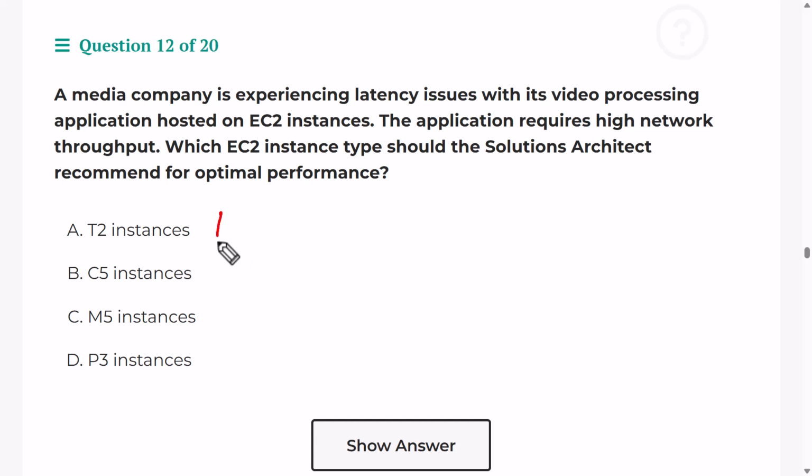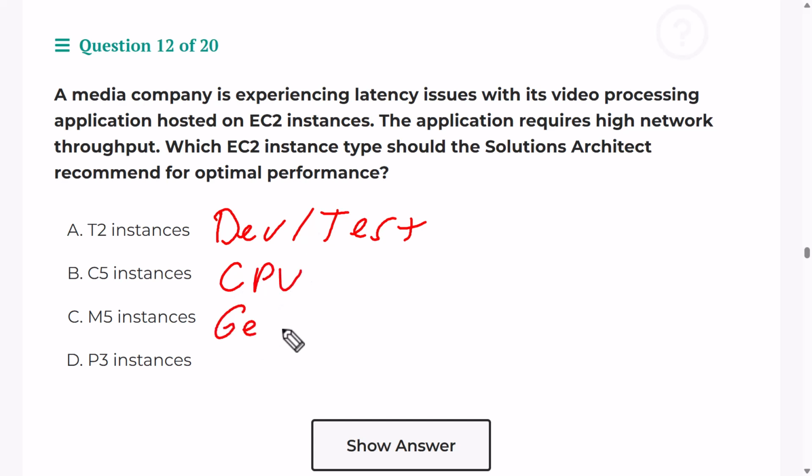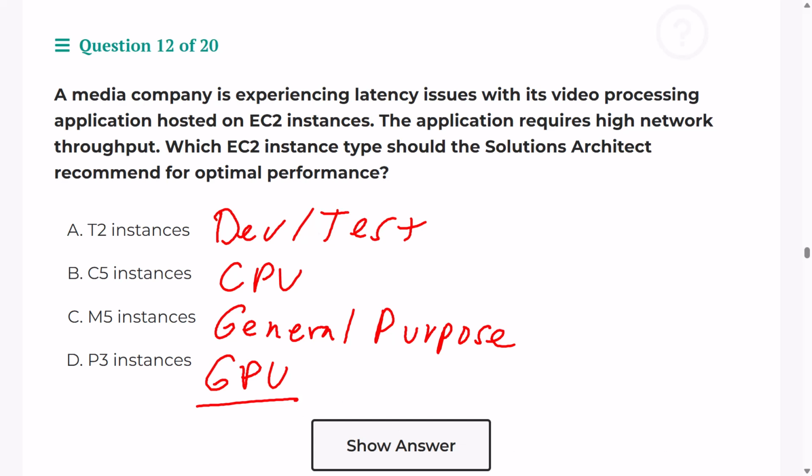So T family instances, dev and test, burstable activity. C5 instances, CPU heavy. M family instances, general purpose. And that leaves the P family. The P family is probably most famous for being the instance type where we find GPUs. These are the NVIDIA processors you've heard so much about on financial news lately. They're used for things like machine learning, image processing, neural networks.